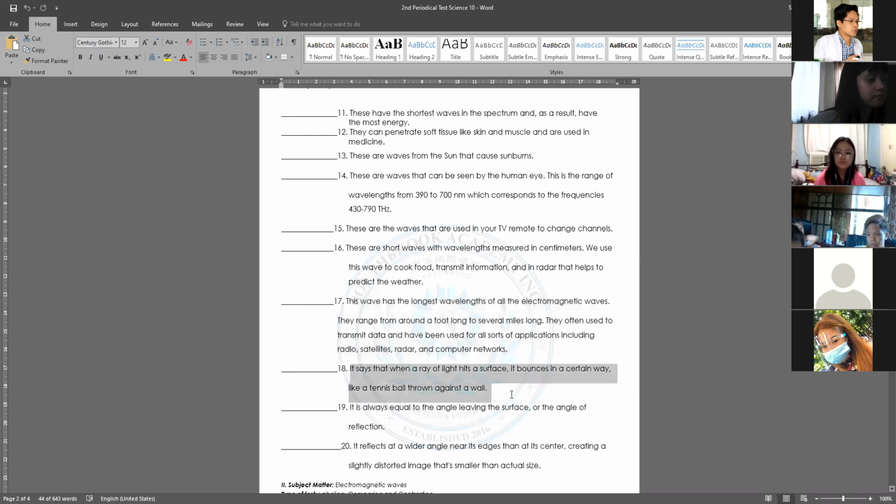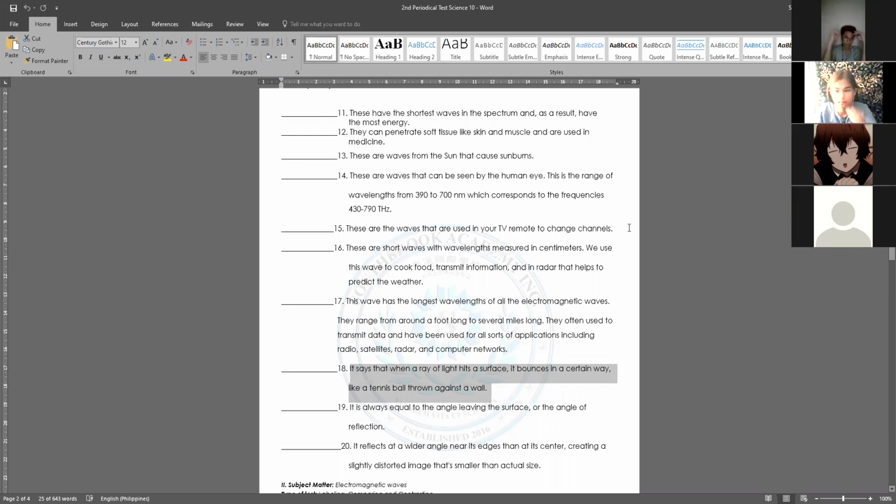Number 18, let's have Geraldizo. It says that when a ray of light hits a surface, it bounces in a certain way, like a tennis ball thrown against a wall. Law of reflection. The law of reflection. Okay, because it's bouncing.